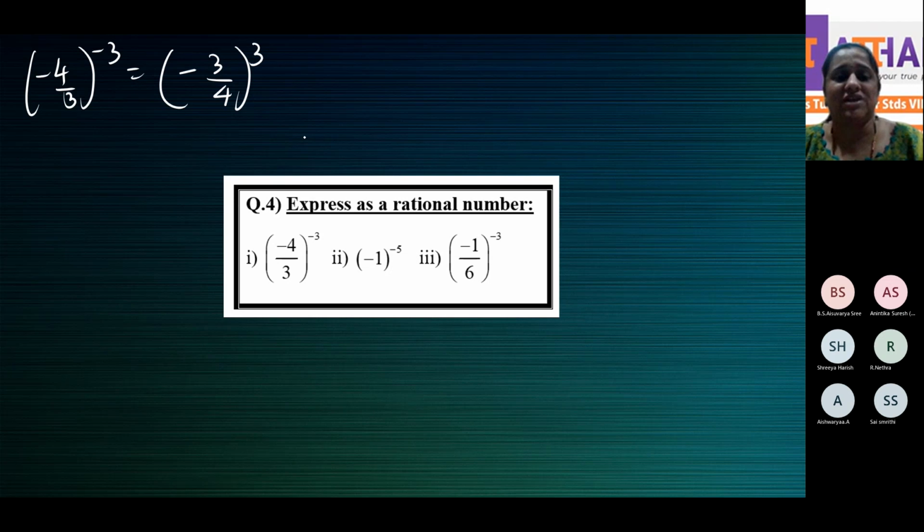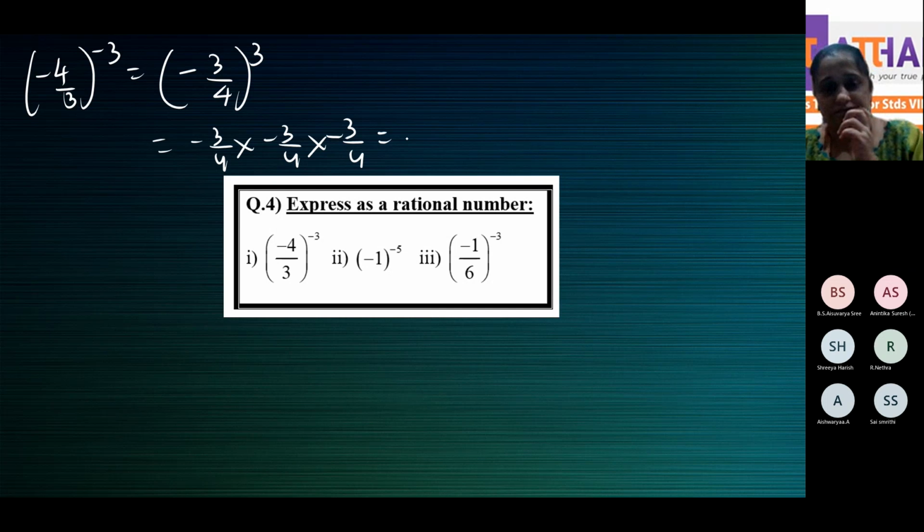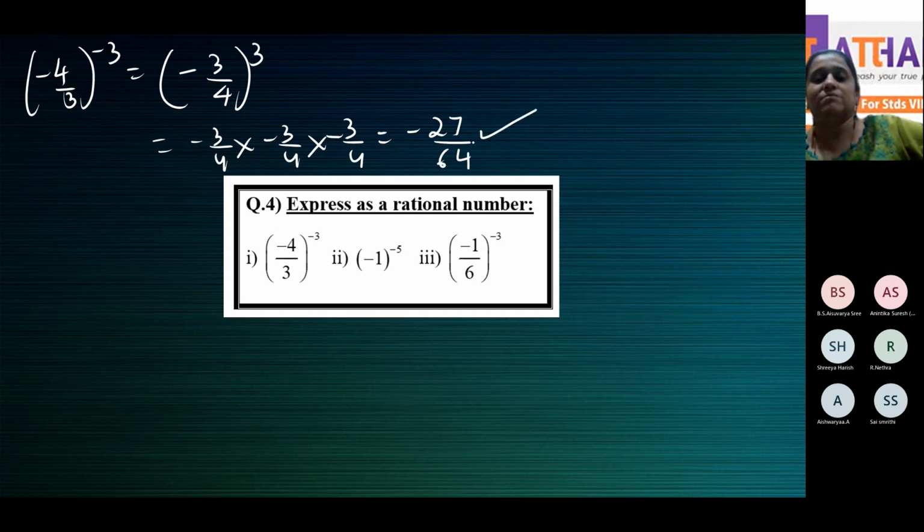But we need to express it as a rational number. So it will be minus 3 by 4 into minus 3 by 4 into minus 3 by 4. So what's the result? Minus 27 by 64, ma'am. That's what I got. Yeah, minus 27 by 64. So this is a rational number. Minus 27 by 64 is a rational number. Yeah, next one.